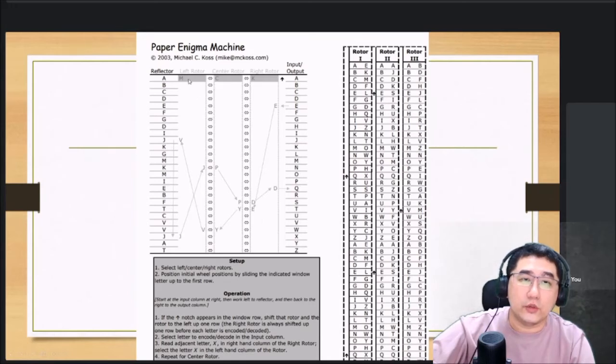You cut this part here and here, and you slot the rotors inside, 1, 2, 3, or you can change the order if you want to. Then from there we can see more on how to encrypt and decrypt messages from the Enigma machine.